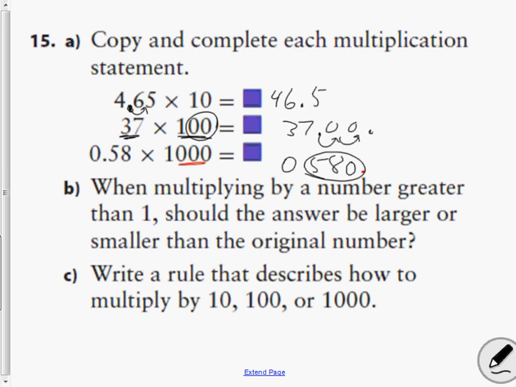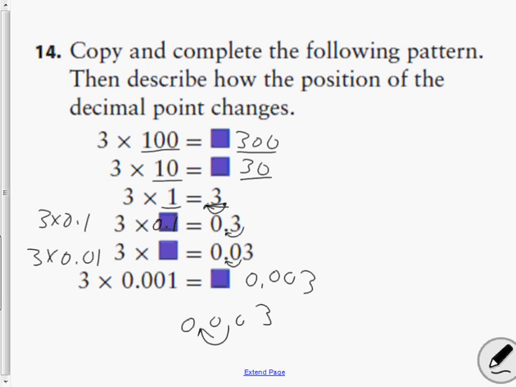B says, when multiplying by a number greater than 1, should the answer be larger or smaller than the original number? When you multiply any number by a number greater than 1, you will increase the value of the number. But when you multiply by a number smaller than 1, like a tenth, like if we look back here, when I multiplied a number by a tenth, which is a number smaller than 1, I ended up with a product or an answer less than what I started with.